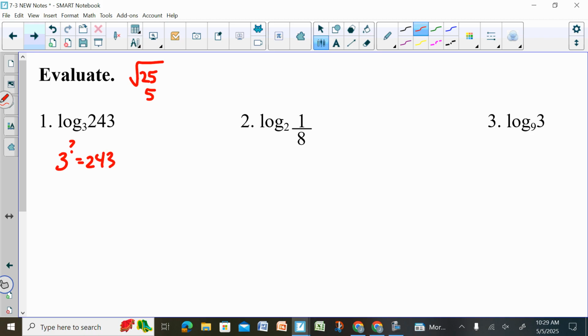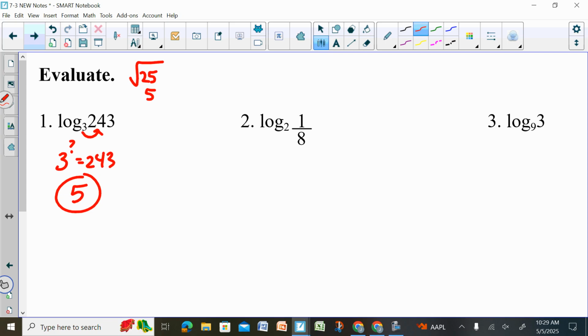That is me rewriting it. But you're saying, what do I take this little power to make this power? What do I raise 3 to get 243? So lots of repeat calculations on your calculator. Just do 3 times 3 times 3 times 3, and I believe it is 5. Or you can use the caret and just keep guessing and checking until you get to 243. But the answer here is 5.